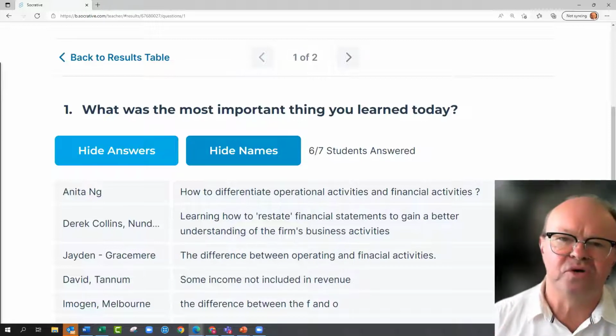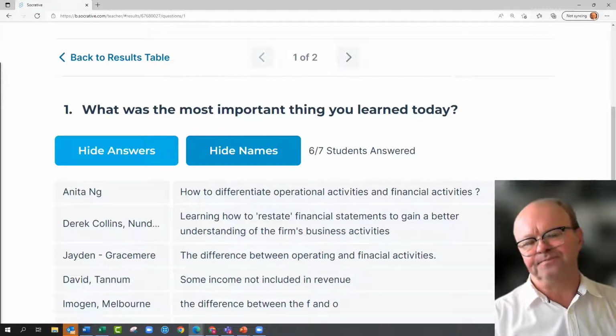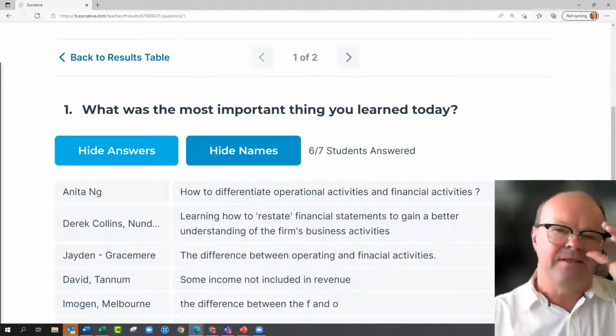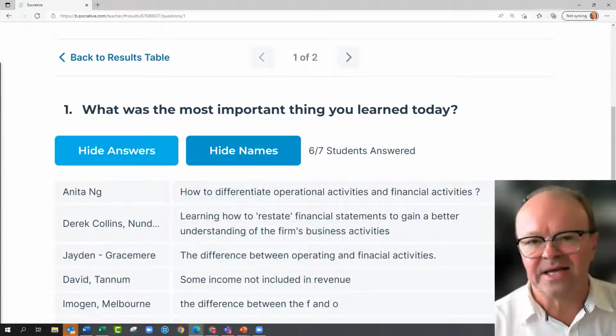Revenue is the ordinary course of activities of the firm. Sometimes firms do some things that are a bit unusual or just one-offs, and you can see that when you look at your other comprehensive income items. You'll see that they're sort of not things they do every day of the week.